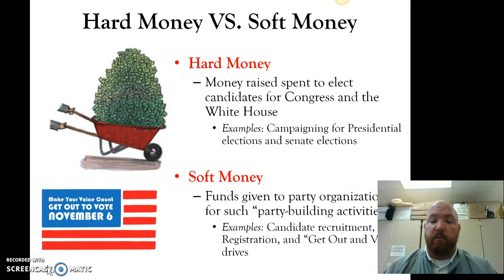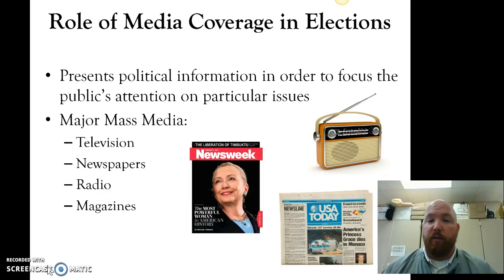But then there's soft money. Soft money is given to party organizations, such as party building activities. So the Republican Party can use this money and say to get out the vote, or for voter registration. And in doing so, of course, they're obviously going to try to promote their candidate, but it's not supposed to be geared just for one person. And that's why a lot of times you'll see the Republican Party use soft money rather than hard money, because it's a little easier to spend and it doesn't have the same amount of regulations. Now let's talk about the media.